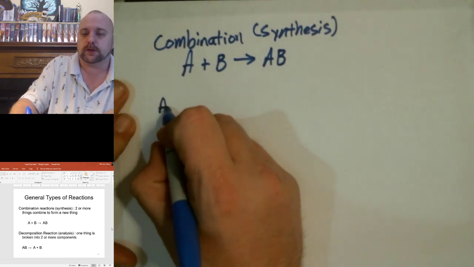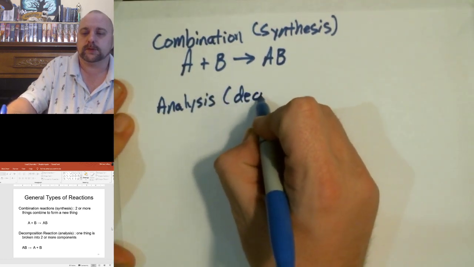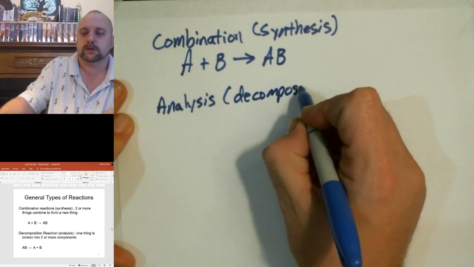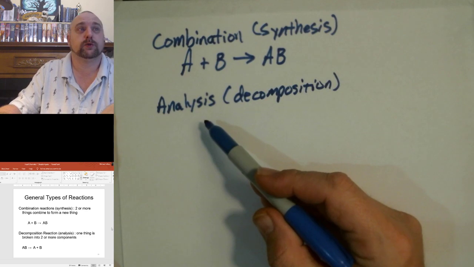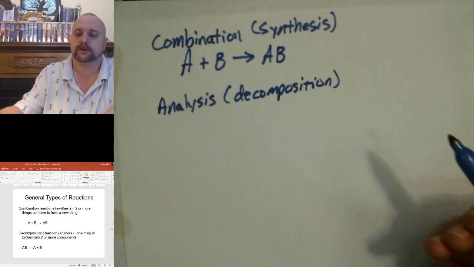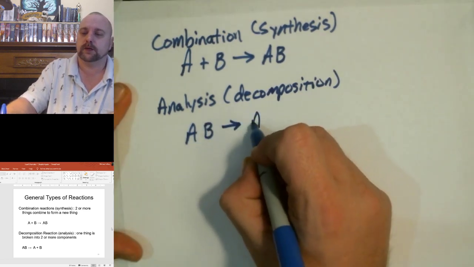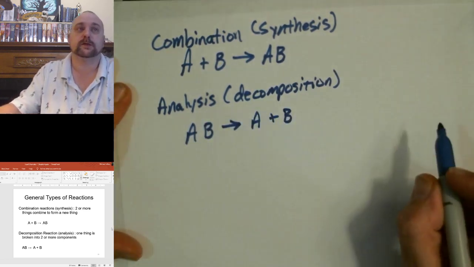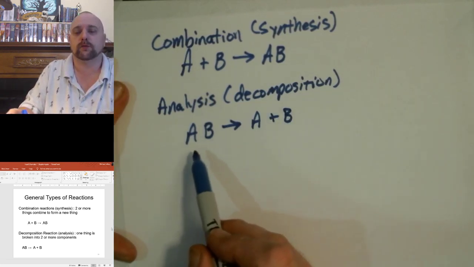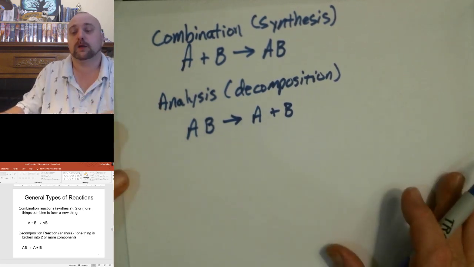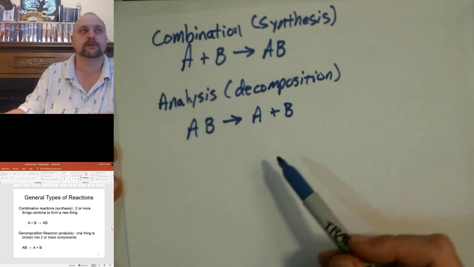The other one is an analysis or decomposition reaction. It's analysis if we do it on purpose. Decomposition if it happens by itself. It's just the opposite. You take something that's complicated and break it to its pieces. And it might have 2 pieces, it might have 3. The key is it's only got one reactant. We're breaking something apart. You cannot predict these at this point, so that's good. We just need to be able to recognize them and to balance them.